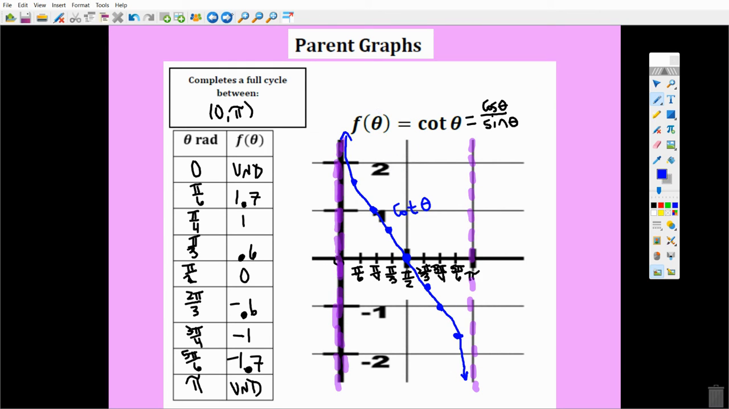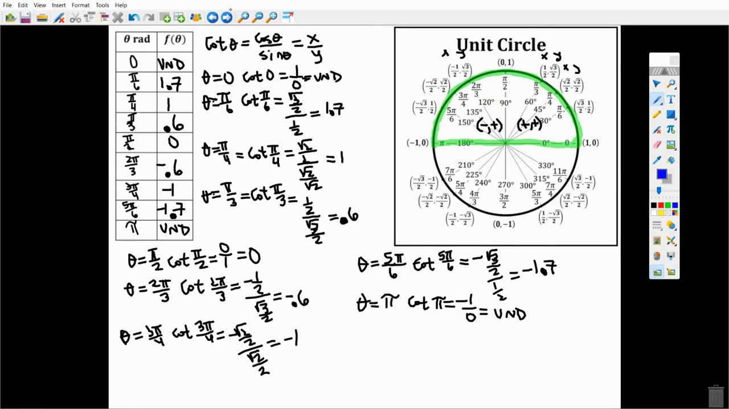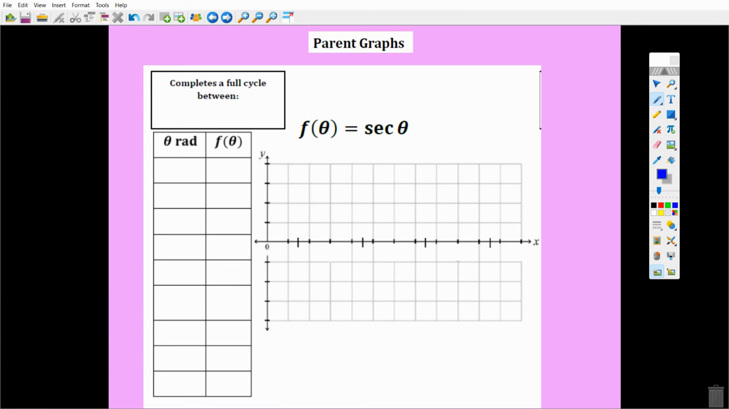All right. Let us move forward to 2 more. We only have 2 more, and then I'll stop the video for part 1 where we graph the parent graphs. Now let's take a look at secant. For secant, this one completes its cycle between 0 and 2 pi because, like I said before, secant is a reciprocal of cosine. So secant is 1 over cosine theta, which is equivalent to saying 1 over x.